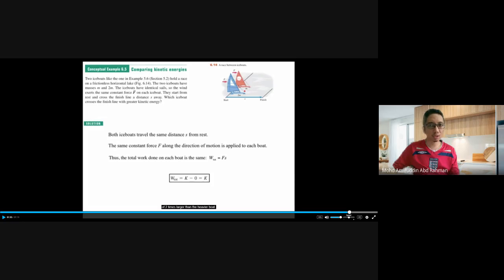So meaning that over here, let's say the kinetic energy equals half mv squared, right? And then the kinetic energy for the other boat should also be half mv squared. So what is the velocity of the blue boat? Okay, so you need to solve that.